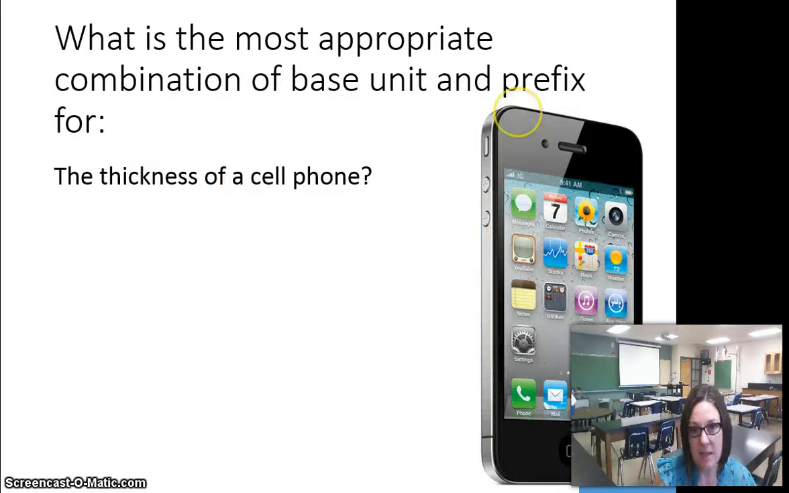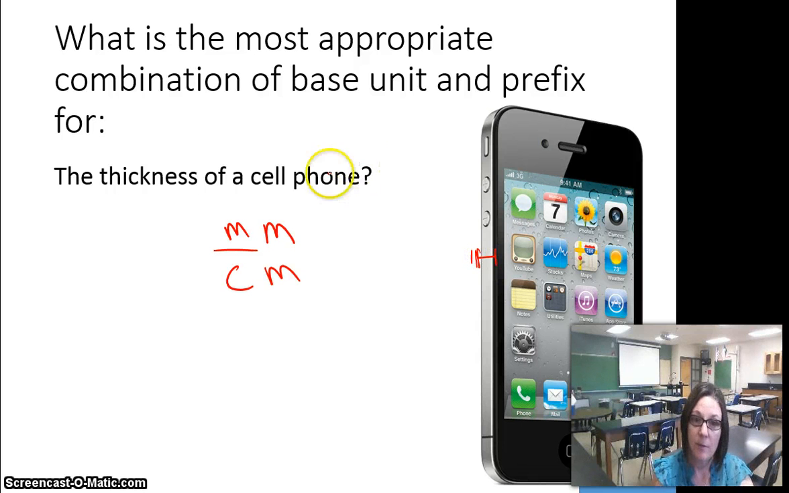So let's just think about if we were going to make a measurement, what would be the most appropriate combination of base unit and prefix? Well, let's say we're measuring the thickness of a cell phone. That's a length, so the base unit is going to be meter, and then we're going to need a prefix in front of that because a meter stick is way too big for measuring the thickness of a cell phone. I would guess that we would want to do millimeters or centimeters for measuring a length that small.